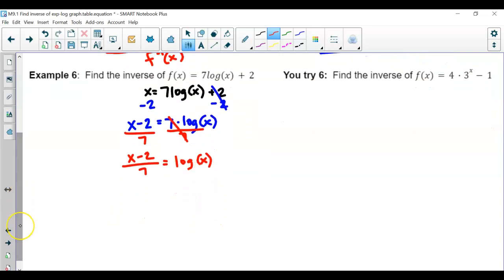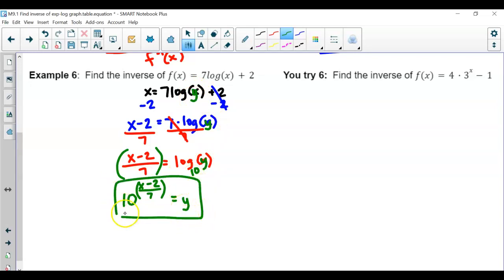So now notice, this needs to stay all together: x minus 2 divided by 7. Now we can write this as an exponential. Well, again, notice how you have a common log. So what is the understood base to be? 10. So base 10, so 10 to the x minus 2 divided by 7. That is all the exponent. It is equal to, I'm sorry, I put x here when I was supposed to put a y. I noticed that now, my fault, is equal to y. And this is the inverse function.